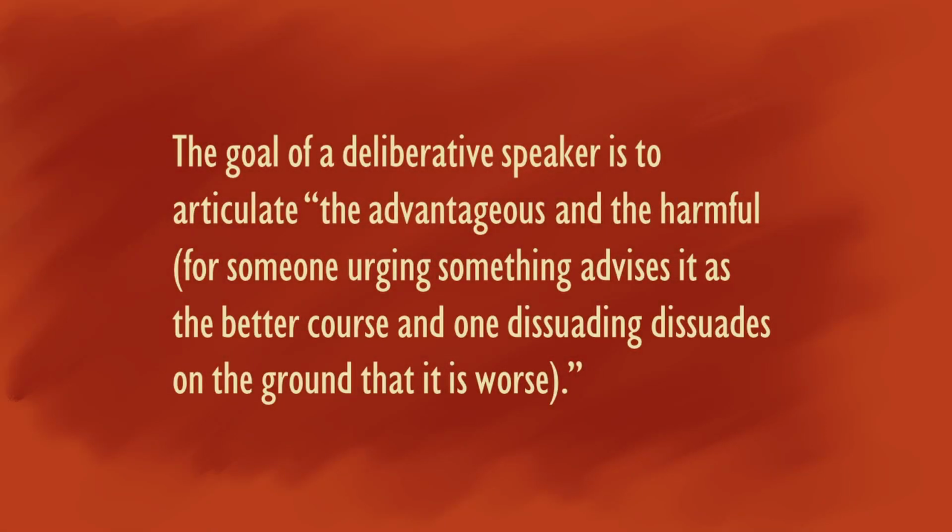As such, Aristotle points out that the goal of a deliberative speaker is to articulate the advantageous and the harmful, for someone urging something advises it as the better course, and one dissuading dissuades on the ground that it is worse. That is, future-oriented deliberative rhetoric is all about deciding whether something will help us in the future or harm us. For example, would lowering property taxes help a city or do more harm than good? There isn't a single obvious answer to a question like that, so people with different opinions will make their case in order to persuade their audience to adopt a particular course of action.